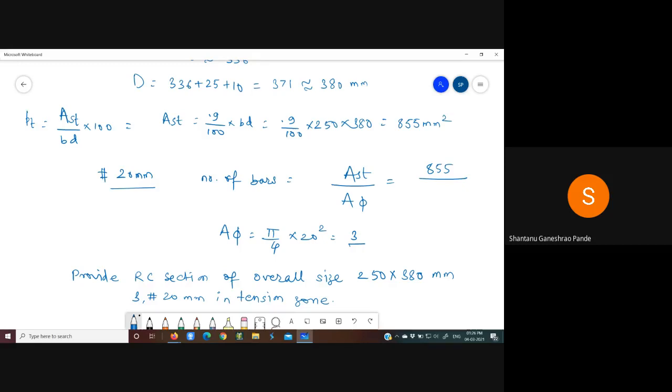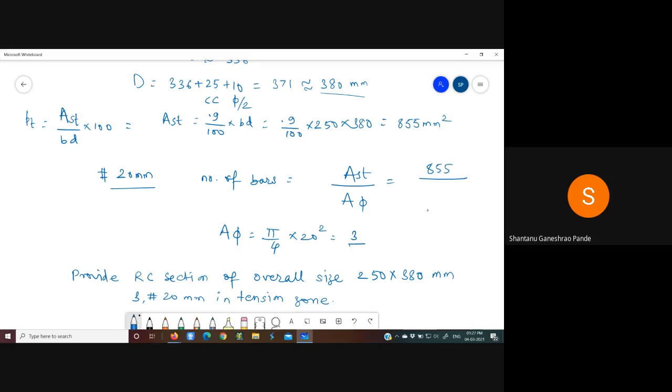So same thing we have done here. And to calculate overall depth, you have to add up clear cover. So this 25 mm clear cover plus 5 by 2. So that you can add to the effective depth to get the overall depth. So once you do that, whatever value you have got, we have rounded it to a multiple so as to make it feasible on field. So 380 mm is the rounded value of overall depth.